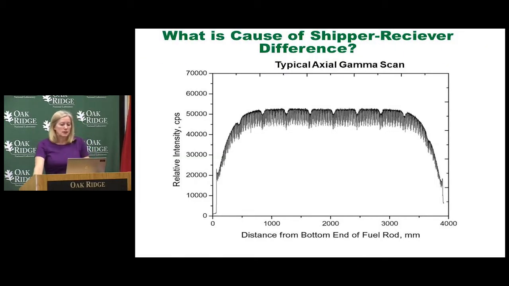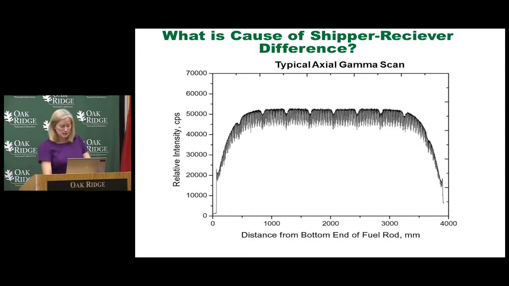So what is the cause of the shipper-receiver difference? That's something that we at Oak Ridge have been looking at, and I'll discuss that a little bit later. But basically, what we believe is that the operator declaration does not take into account the axial profile of the burnup of the fuel.